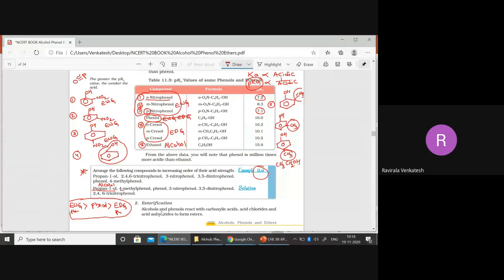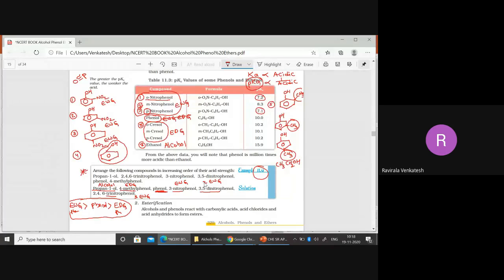Now methyl, electron donating group. Next, phenol, neither electron donating nor withdrawing group, comes in the middle. Nitro, electron withdrawing group. 3,5-dinitro, two electron withdrawing groups. Now trinitro, three electron withdrawing groups. Now it will be very simple. Which is the strongest acid here? Three electron withdrawing groups, next two, next one, next phenol, next the electron donating group, finally alcohol. Completed answer.